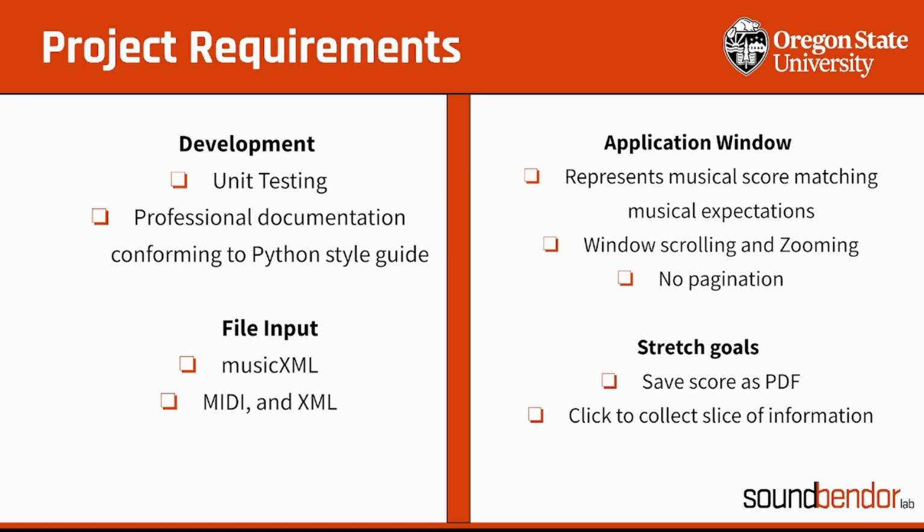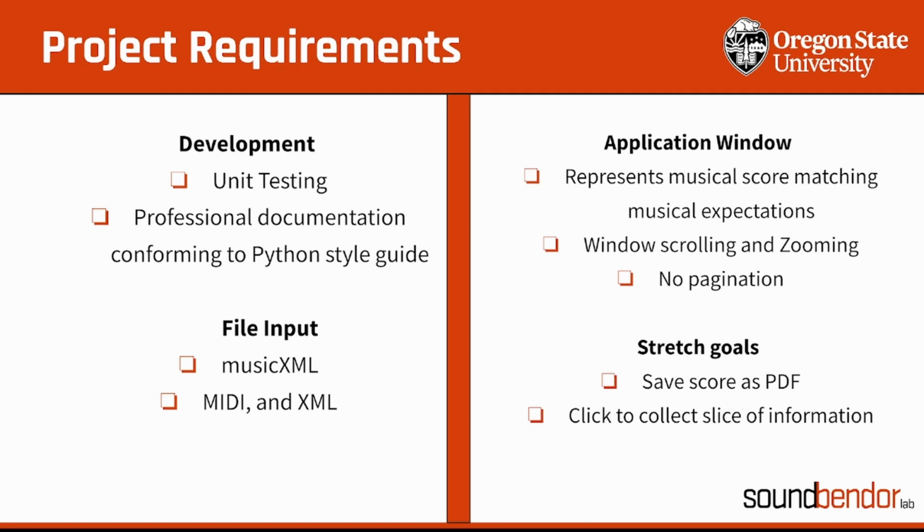These 2 bits of user functionality are incredibly useful when navigating the application window, especially when taking into consideration the final requirement, no pagination. This final requirement would mean that instead of a score being represented across multiple pages, the entire score will live in the application window with no page breaks. This would also mean that instead of a staff being represented across multiple lines, it would be represented through one continuous horizontal line.